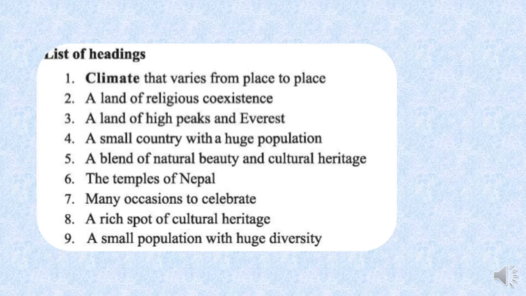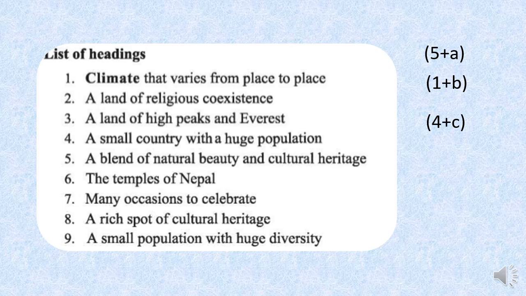So for the first paragraph, which one of the headings should be appropriate, dear students? Yes, the 5th one, a blend of natural beauty and cultural heritage. We can use this heading in paragraph A. And for paragraph B, we can use heading number 1, climate that varies from place to place. Then for paragraph C, we can use heading number 4, a small country with a huge population.